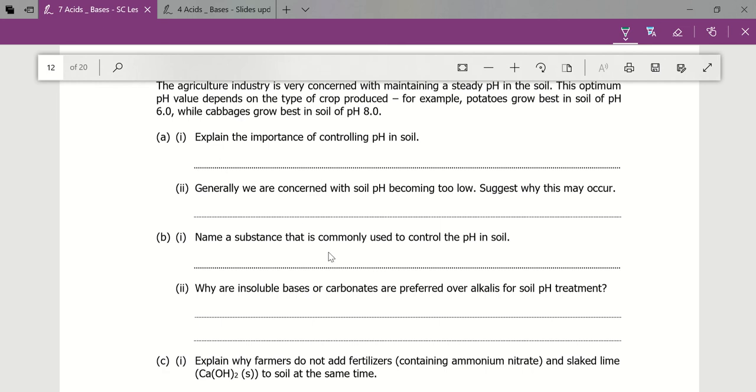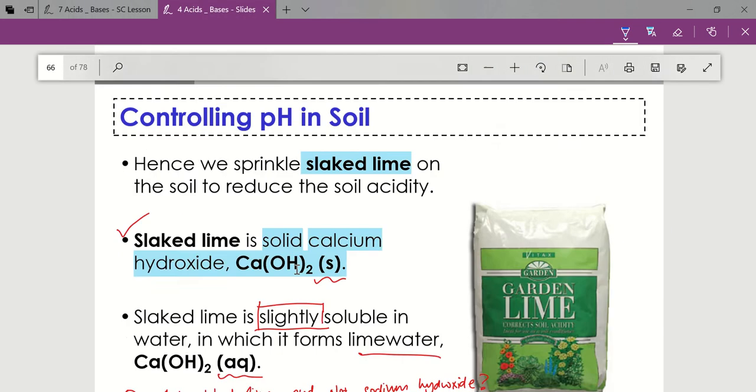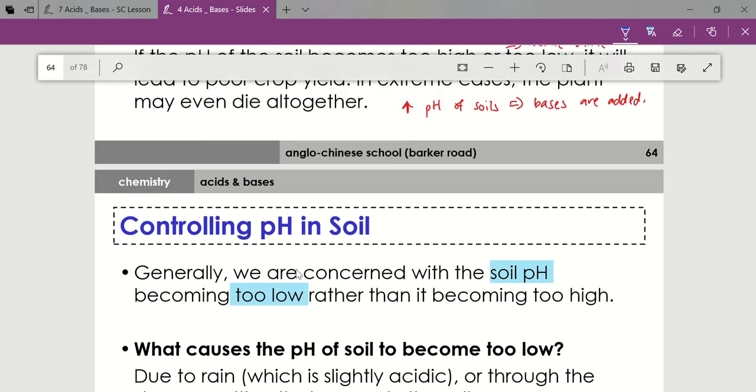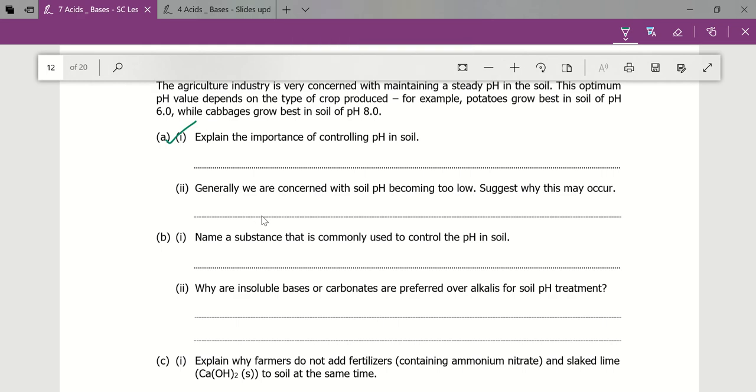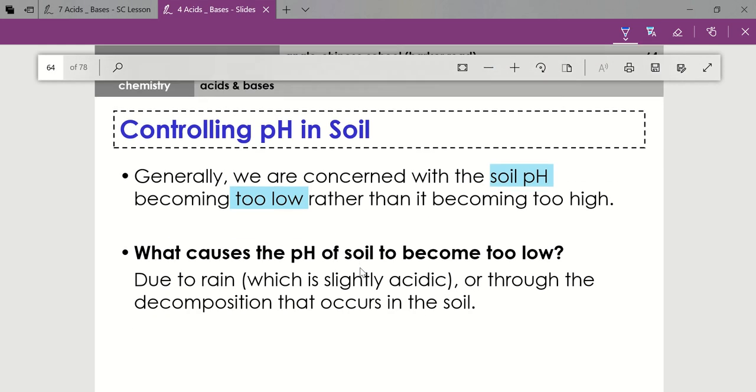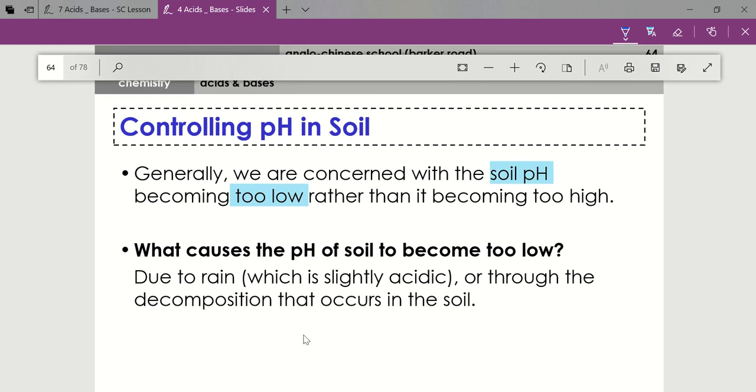Okay, so we have already done this. Importance in controlling pH of soil, which is found here. All right, so please go back and you can pause the video to fill this in. Generally, we are concerned with soil pH becoming too low, suggest why this may occur. We have done this as well, it is found over here: due to acid rain, or soil decomposition.